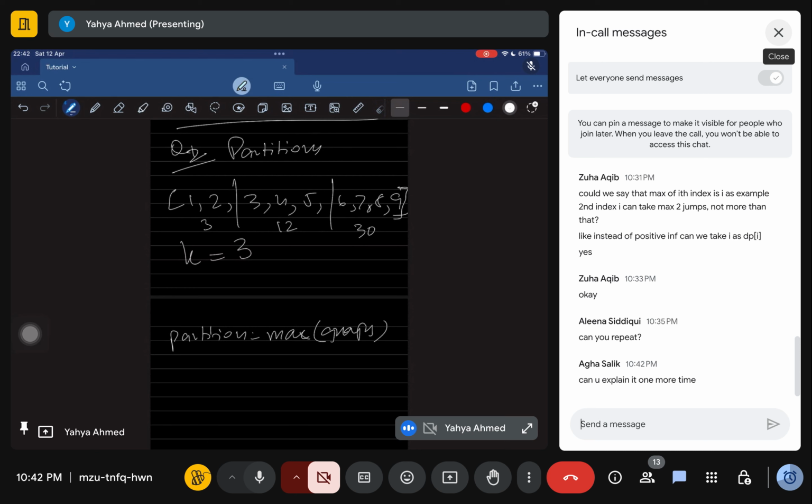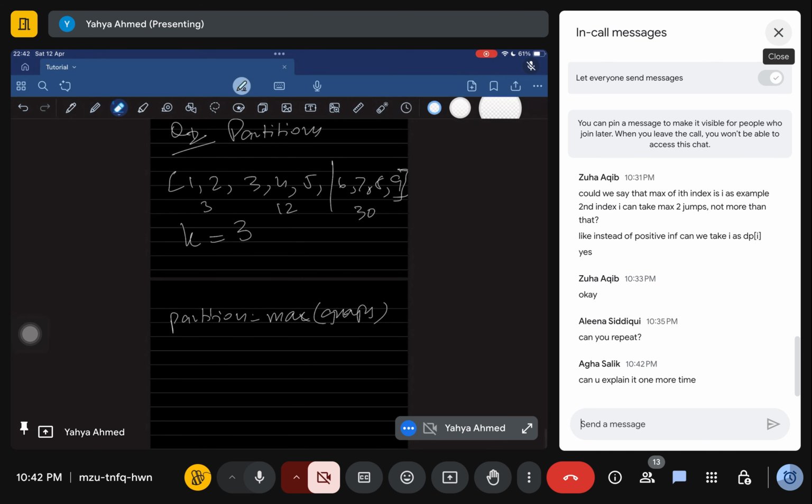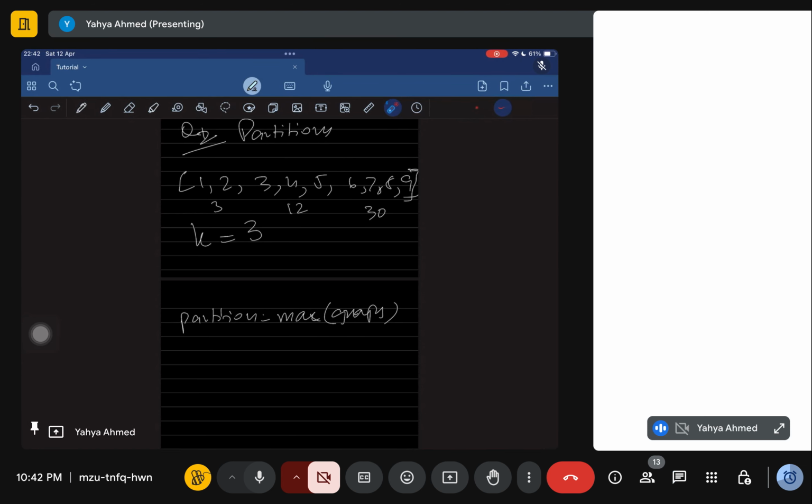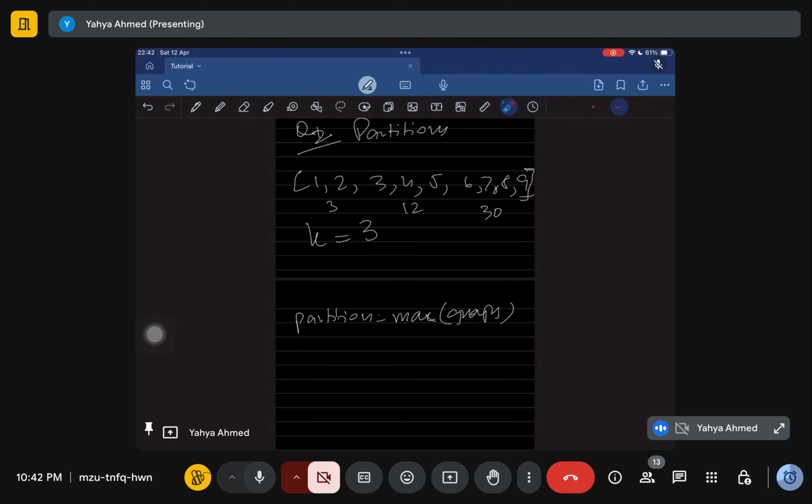Alex, so we're saying that we have an array, right? And what we would like to do with the array is partition it into k partitions. Right? Let's say k is 3. You would like to make 3 groups such that the partitioning is as fair as possible.